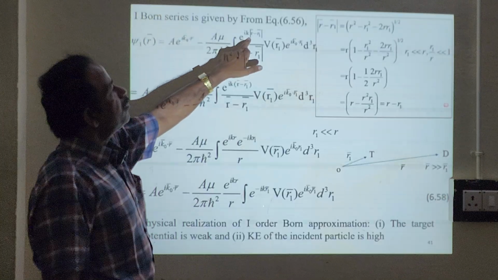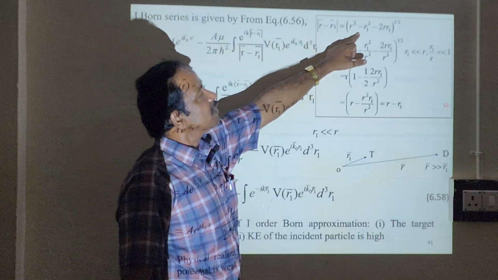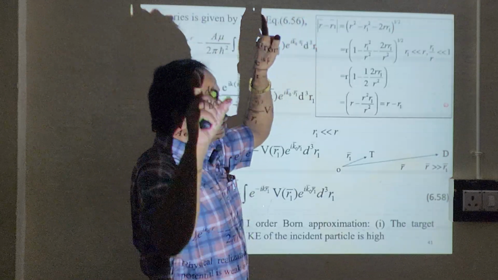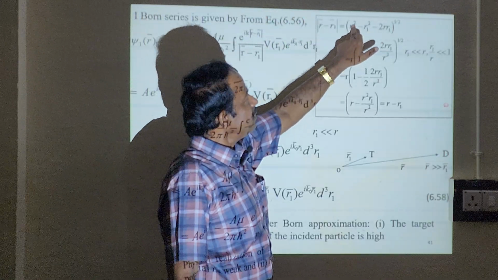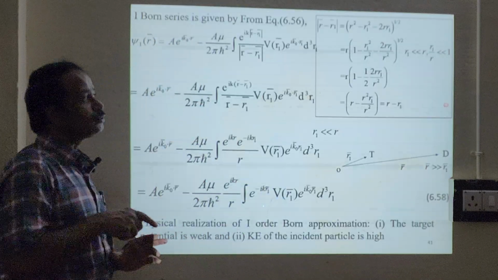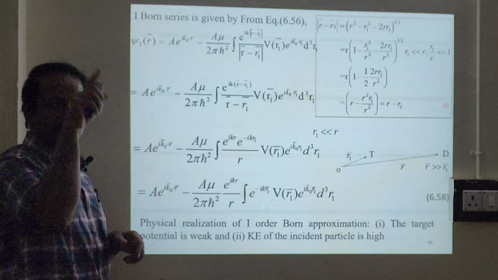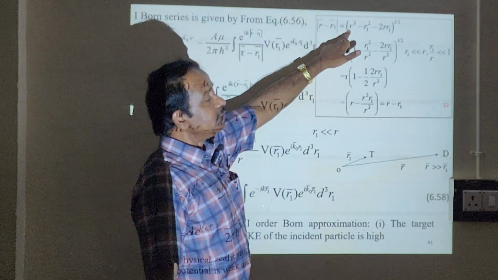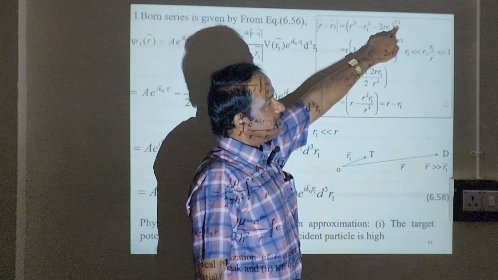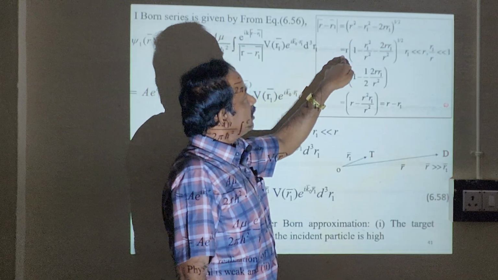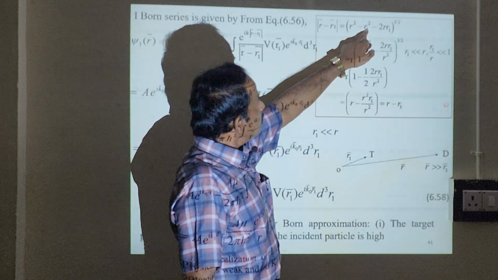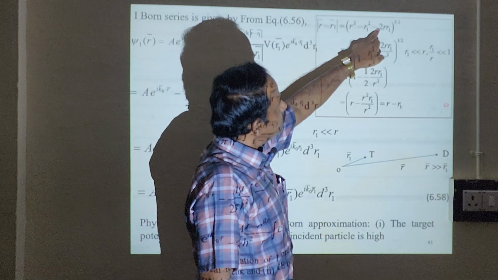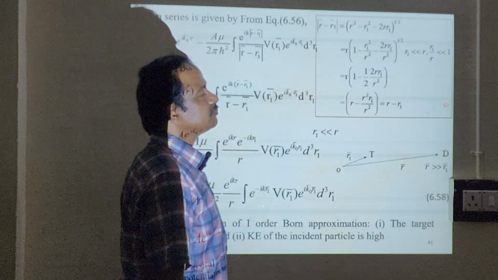Now mod R minus R1 can be written exactly like this, which you have already learnt in mathematical physics. Mod R minus R1 can be replaced by (R squared plus R1 squared minus 2 R R1) to the power 1 by 2, under root. Now I am going to take R squared out of the root. So this will become R, times 1 plus R1 squared divided by R squared minus 2 R R1 divided by R squared, to the power 1 by 2.